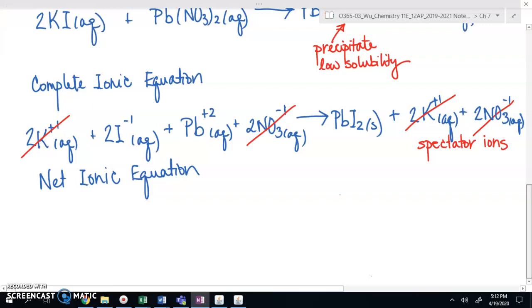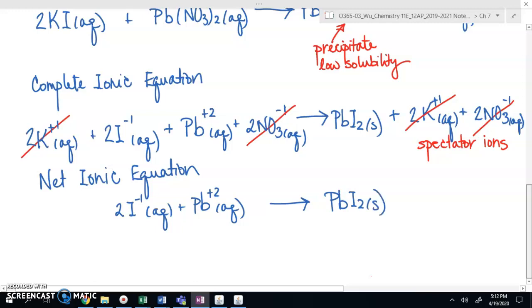So then let's go back. What actually happened? What actually happened were the 2 iodide ions and the lead ion, and really in no particular order. If you wrote the lead ion first and then the iodide ions, it's all good. Those 2 different ions came together to form our precipitate. So this is our net ionic equation. This is the short story. This is the story of, hey, those ions came in and formed our nice yellow precipitate called lead(II) iodide. There you go.